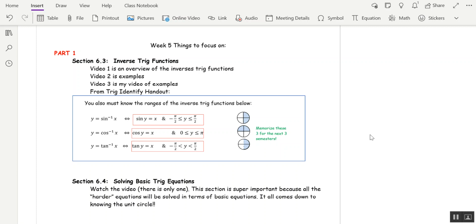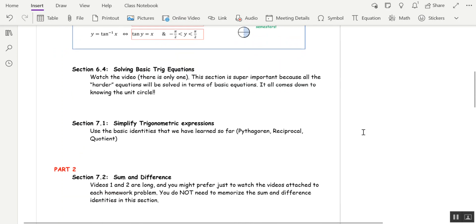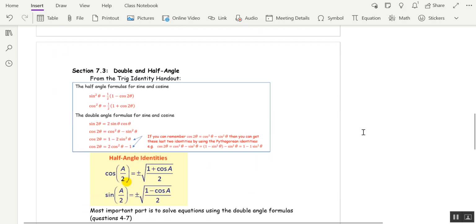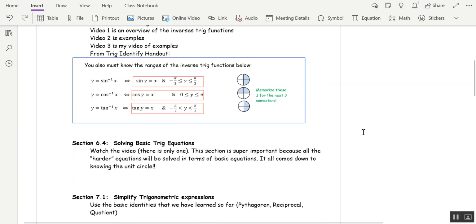Welcome to week 5. There are 3 sections that are super important this week: 6.3, inverse trig; 6.4, solving basic trig; and then 7.5, trigonometric equations. So let's go through this.